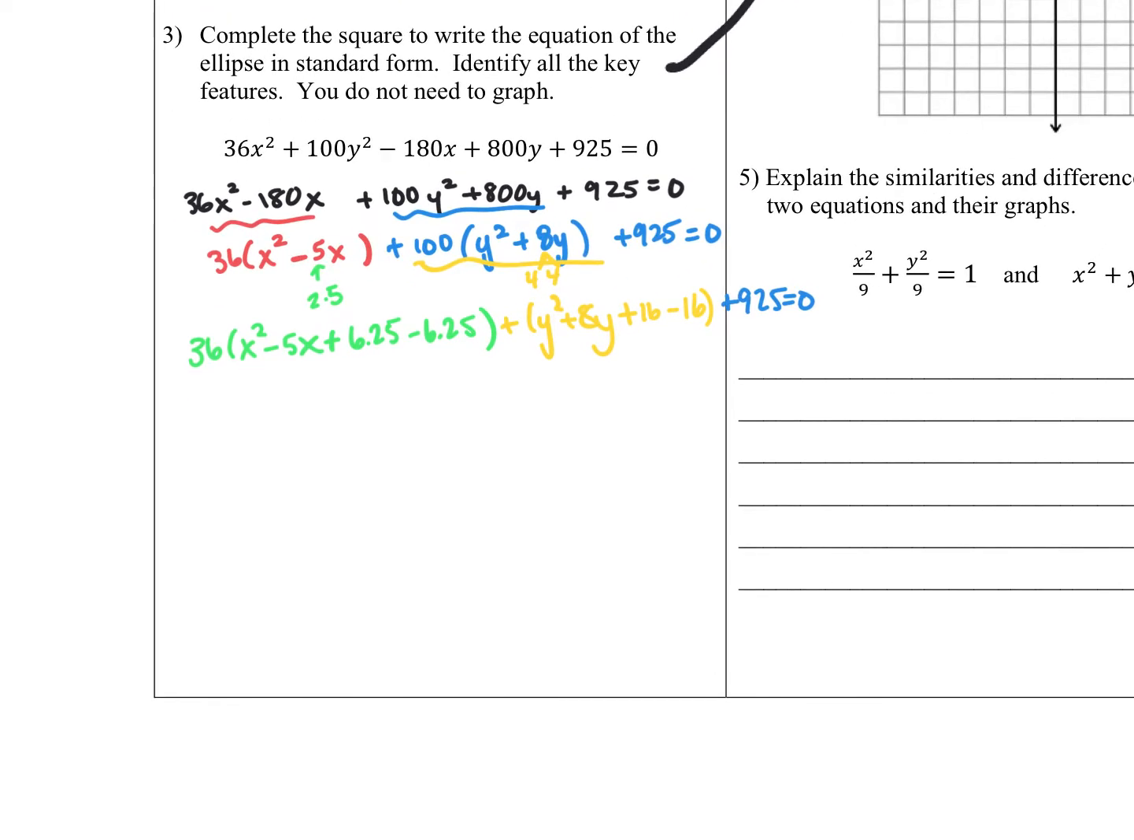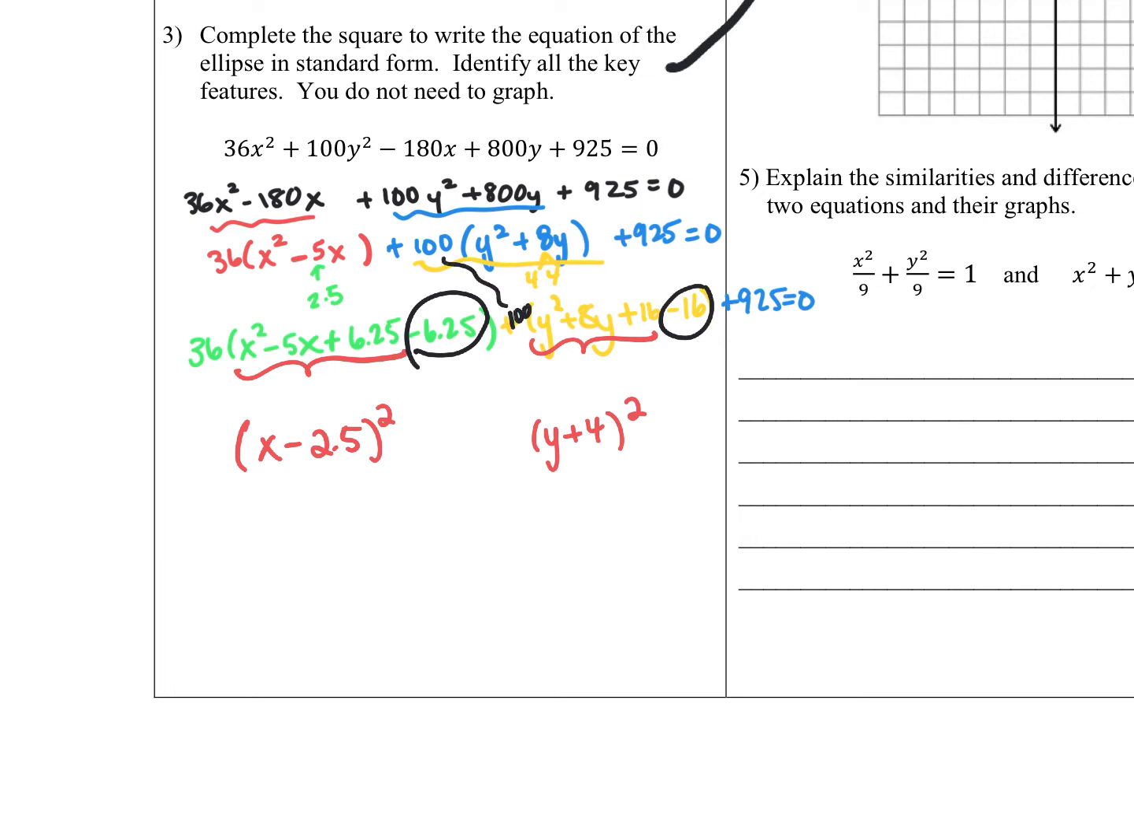So remember, the point in that is so these 3 terms will factor, and they'll factor to x minus that 2.5 that we had. And this part right here will factor to y plus 4 squared. Now the negative 6.25 and the negative 16 are inside that parenthesis being multiplied by, and I dropped it here, I just realized, by 100. So this one gets multiplied by 36. So if I take negative 6.25 and multiply it by 36, it's going to be 225. So we're going to get a negative 225.